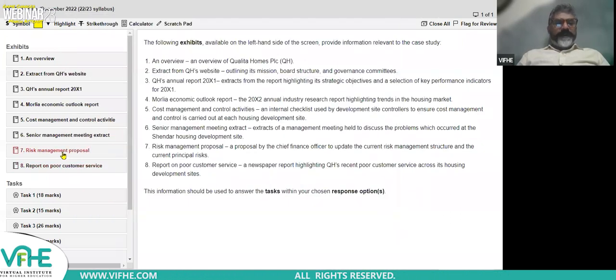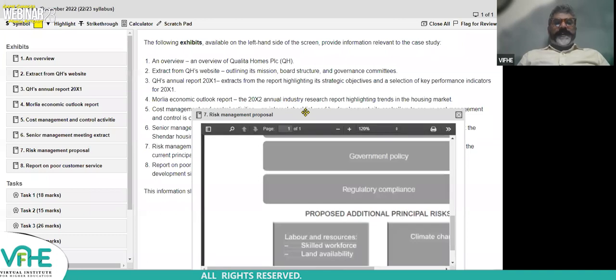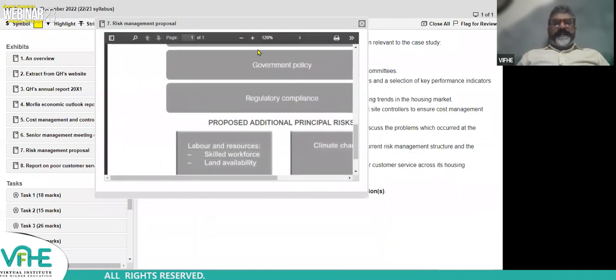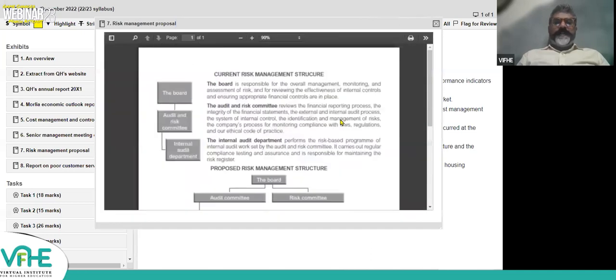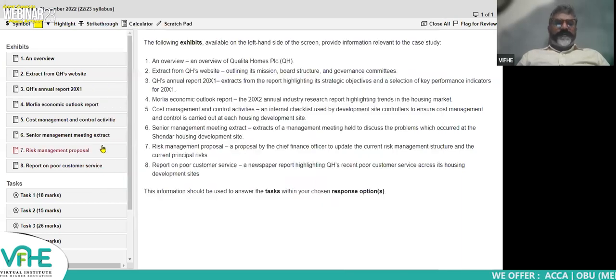Report on risk management proposal. As the name says, I think it's very specific. 1:1. It will just talk about risk management proposal. It is less than a page. All right, no issues. 1:1.